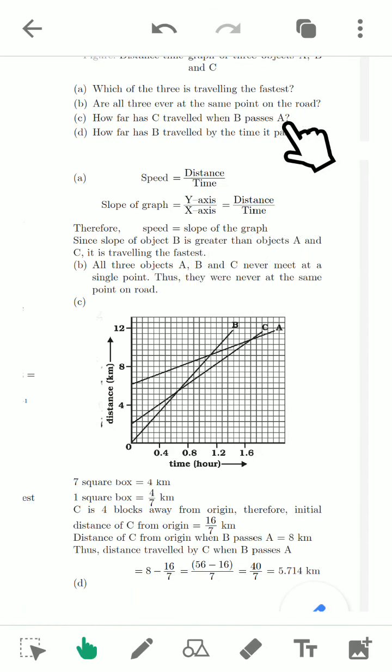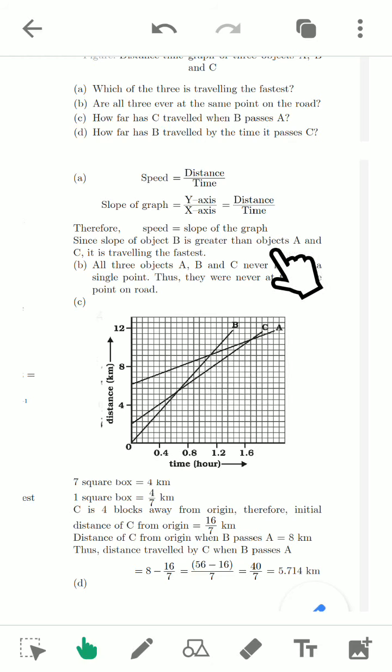Then the second question is, are all the three ever at the same point on the road? See this. There is no common intersection of all the three graphs, so they never intersect at one point, and that means all three are never at the same point on the road.